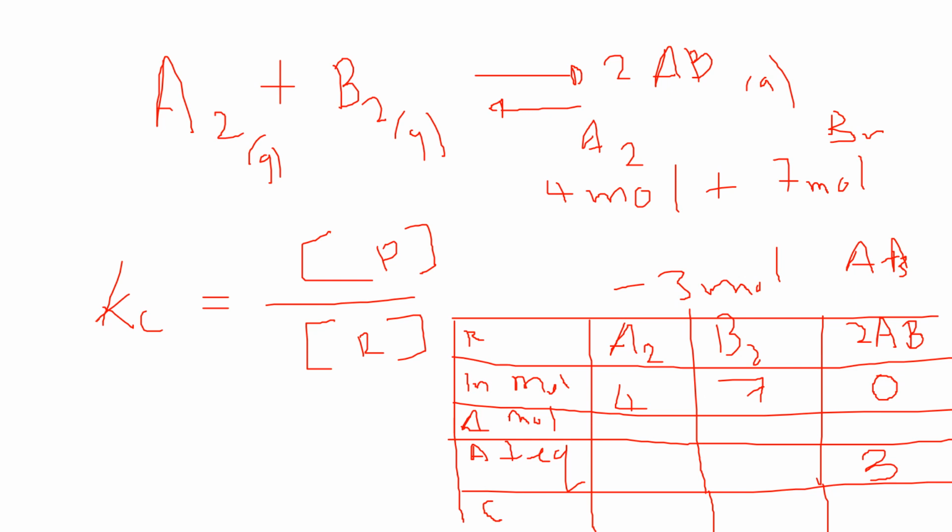Okay, so now we'll come here to the change in moles. Change in moles, we'll say, okay, what happened? Because initially we had 0. How did we get to 3? That means we have added what? We have added 3 moles to the product so that we can form this one.